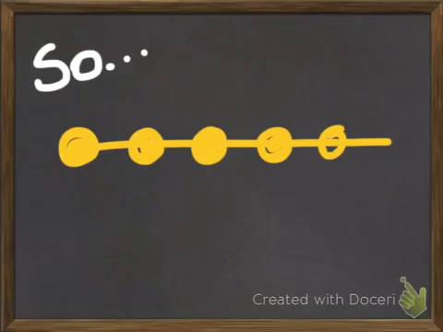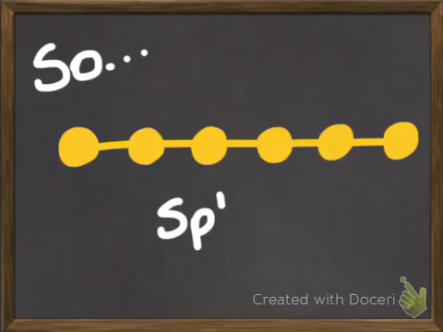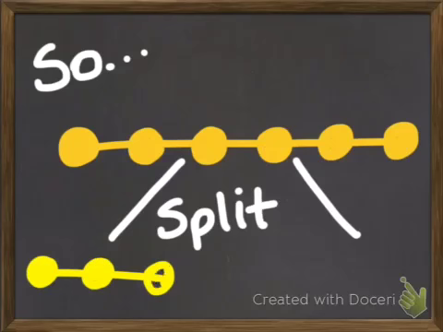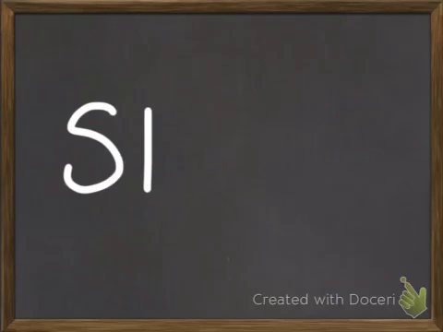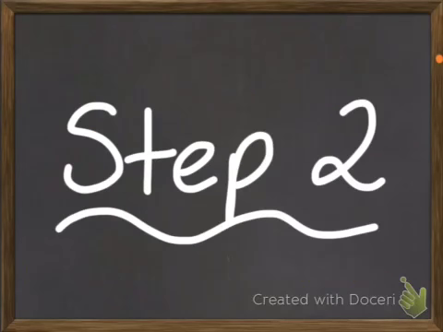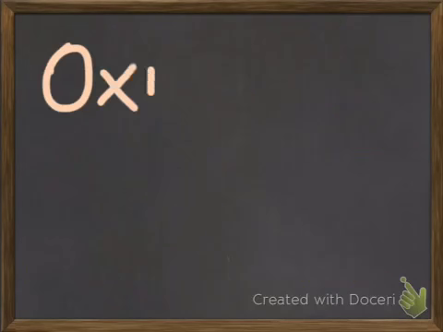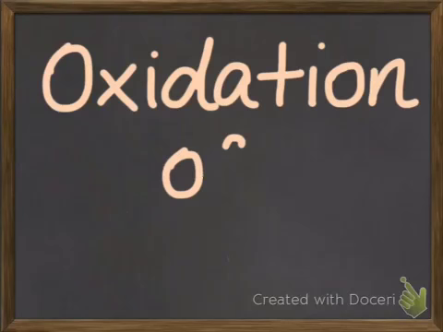So what pretty much happened is a 6-carbon sugar was split into 2 3-carbon pyruvates, producing a net of 2 ATP along the way. Awesome. Now on to step 2. Oxidation of the pyruvate.